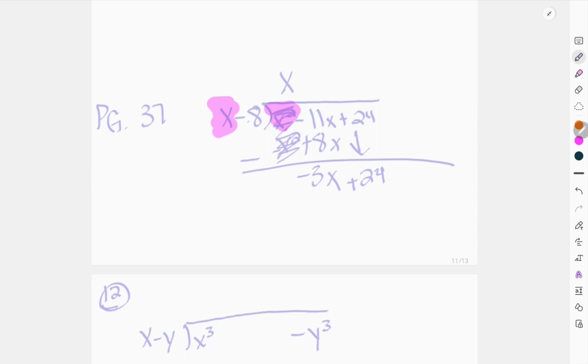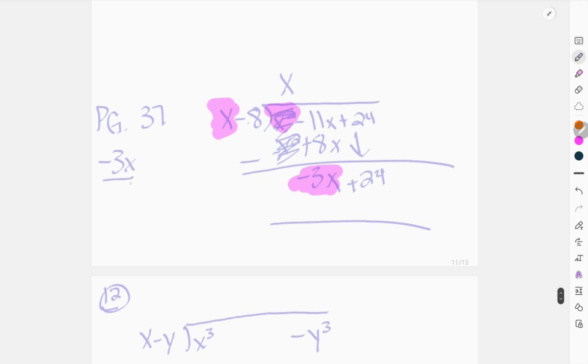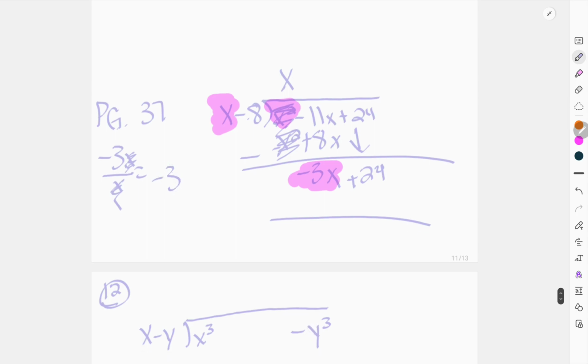All right, so now we need to get our next term so that we can solve the rest of our problem. So remember, we're just looking at those first terms. And I'm going to have negative 3x divided by x. So x divided by x cancels, leaving me only with negative 3.